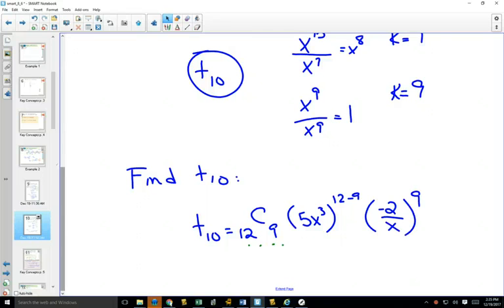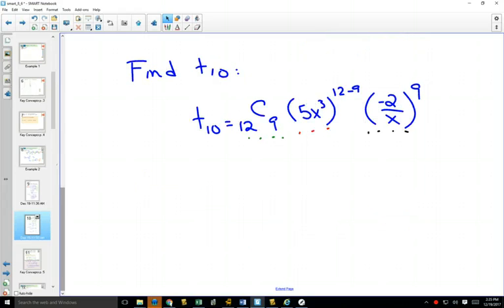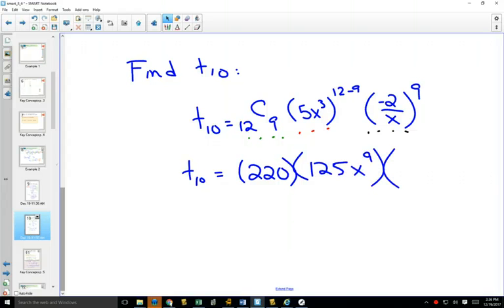Again, calculate each of these separately. Go to your calculator. 12 choose 9 is 220. 5 to the power 3 is 125, x to the 9. 2 to the power 9, negative 512 over x to the 9. Multiply your numbers together.